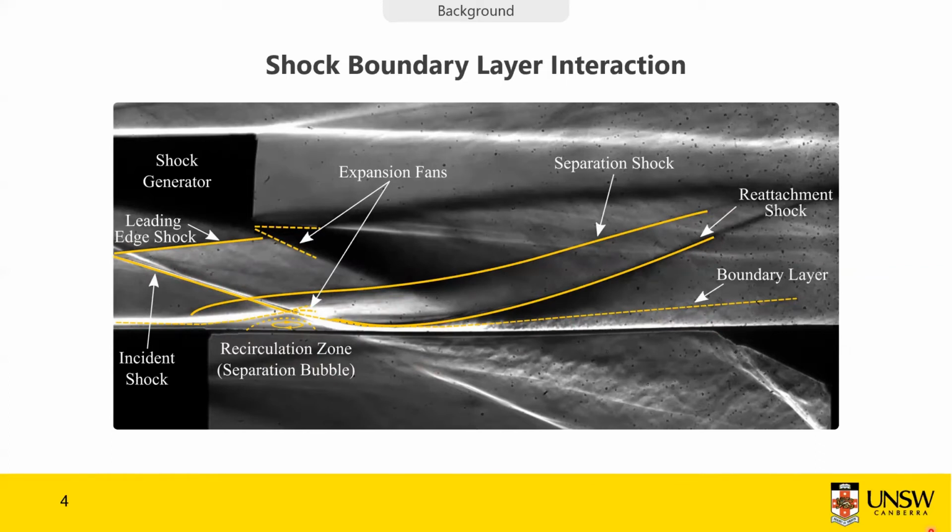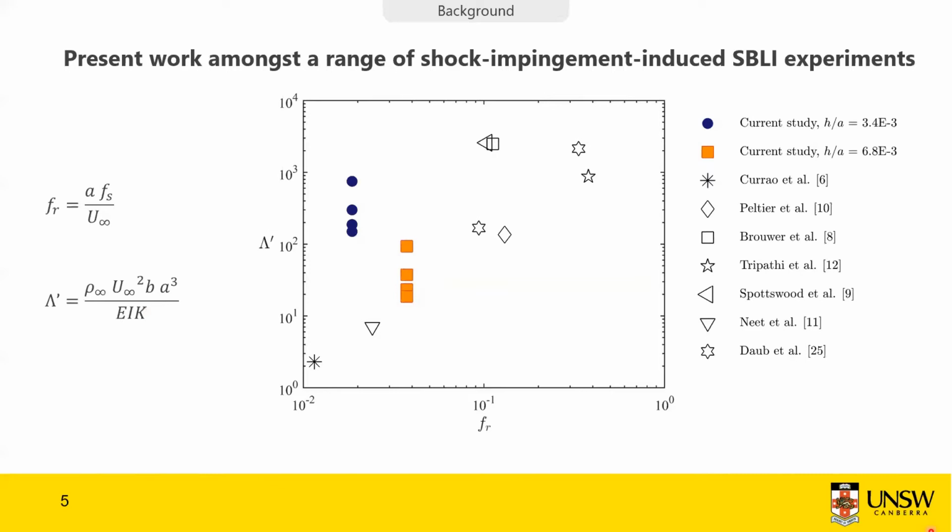With that, we can establish a comparison between a range of shock impingement experiments. They were done by these people right here, some of them from UNSW Canberra, like this guy here, Gaetano Currao. In this plot, I'm getting the relationship between the structural compliance ratio, lambda, and the reduced frequency, so that I can understand where my research sits among the growing body of aeroelasticity experiments.